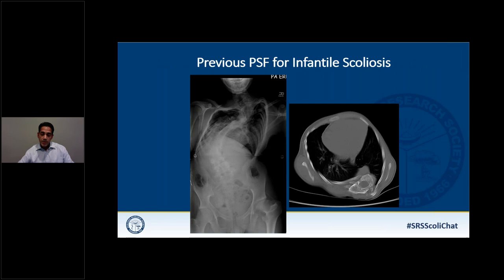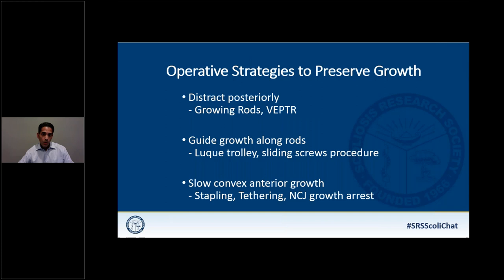You can see that there's still a lot of deformity there. His trunk is very small. His chest wall is severely limited and rotated. And this is not the outcome that we shoot for at this current time. What are some operative strategies to preserve growth?